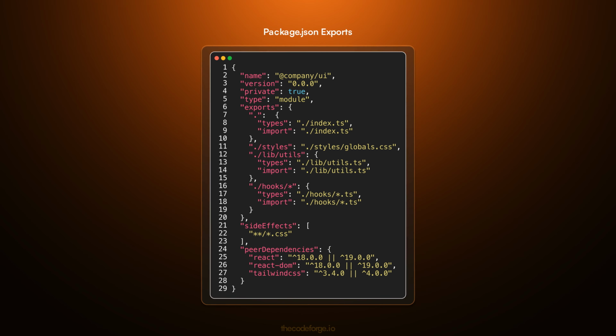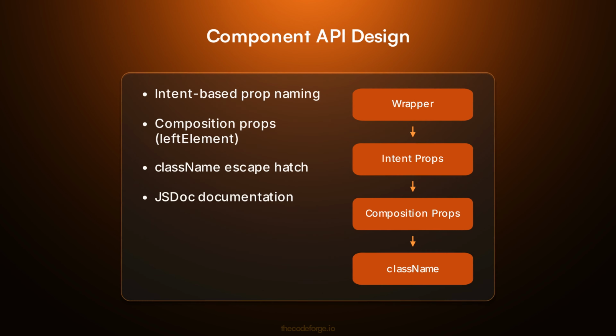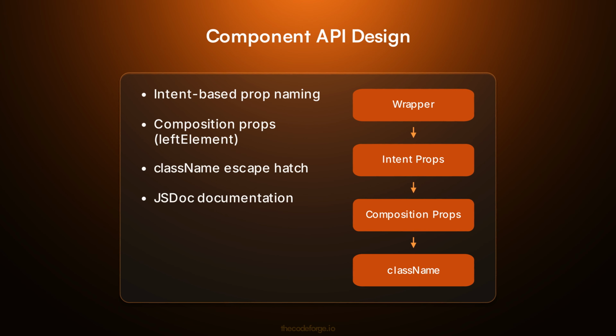Note the sideEffects field. Without it, your globals.css will be tree shaken away in production builds. Always mark CSS files as sideEffects. The biggest adoption killer is a prop API that doesn't match how teams build features.